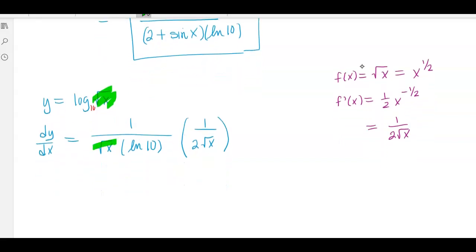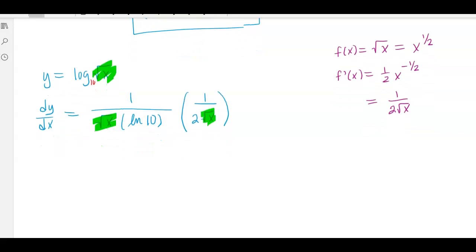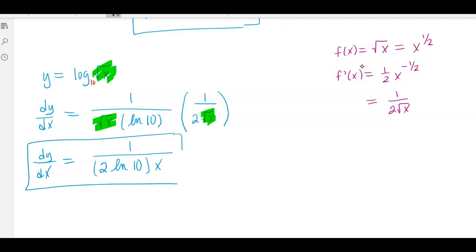Notice that I have 2 square root x's that are going to combine to be a single x. So I'll have 2 times log of 10 times x, and that's in the denominator. So this is my final answer.